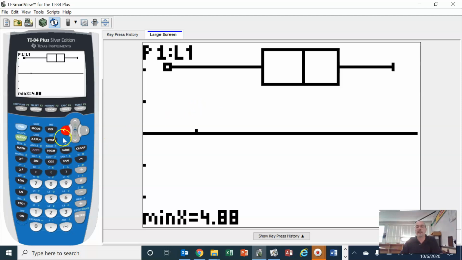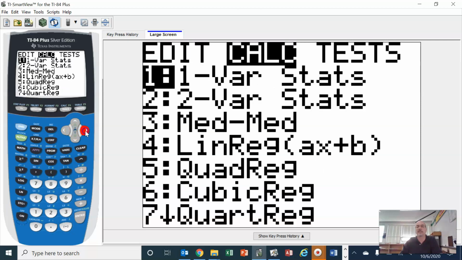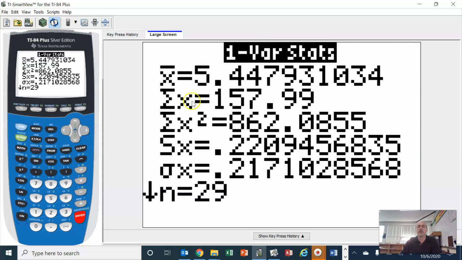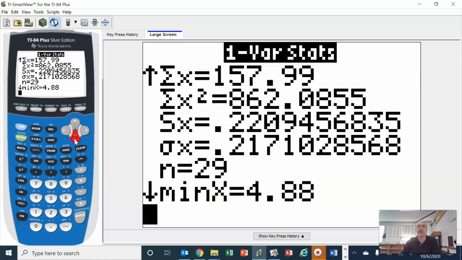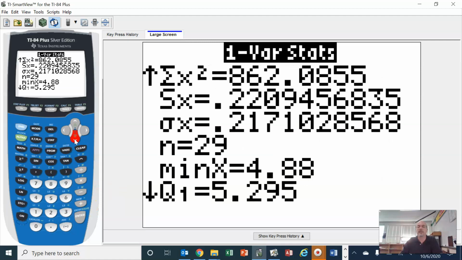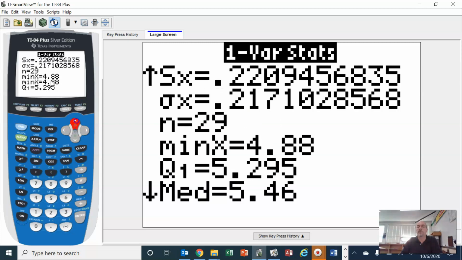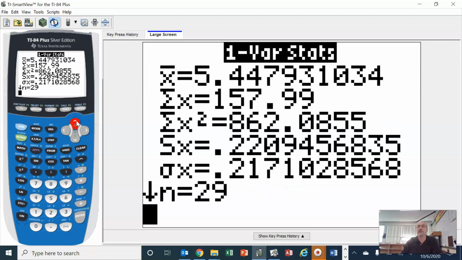And if you want to compare the median and the mean, remember you can go stat, calculate, do number 1, and make sure it's in list 1. There's the mean, 5.4479, and if I go down, that's going to be a little bit smaller than the median. The median is 5.46. They're pretty close to each other.